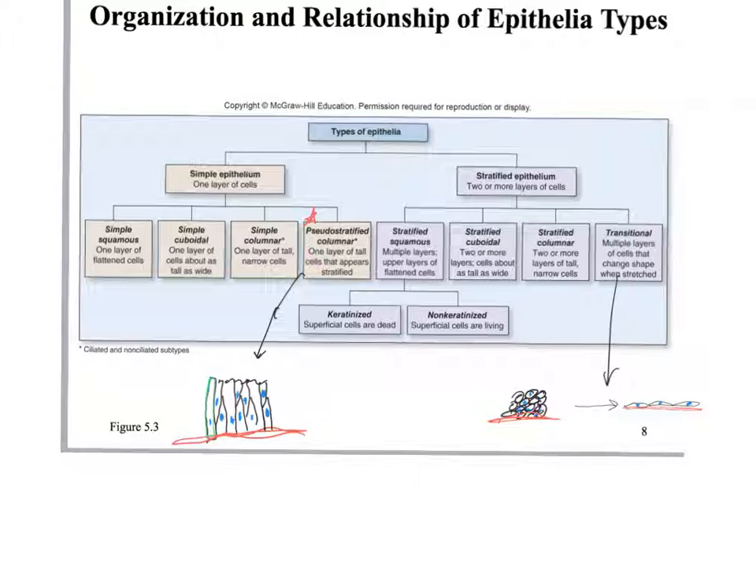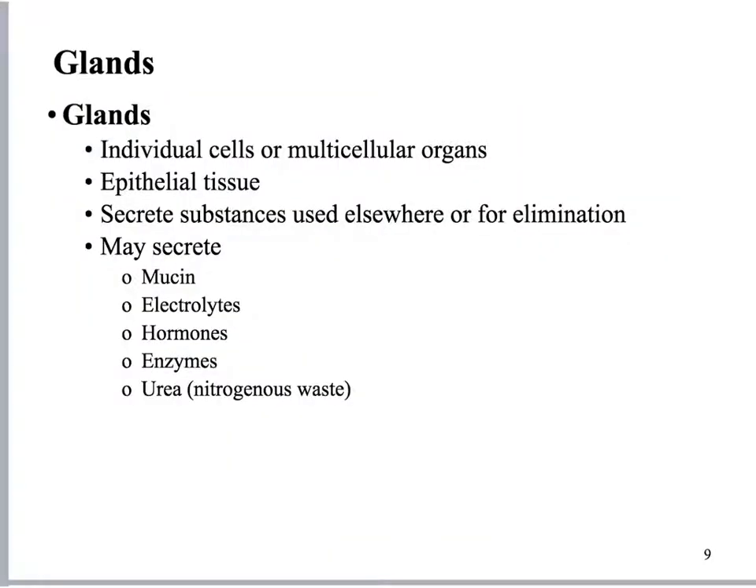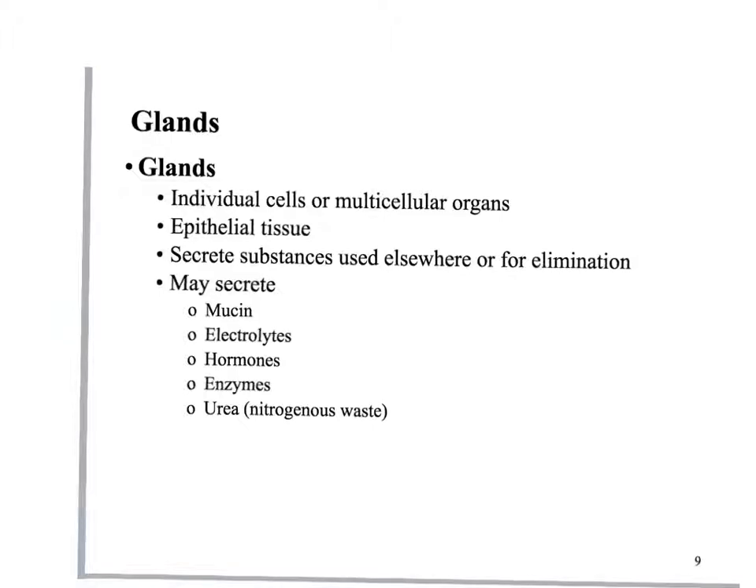Questions on epithelial tissue and their structures? All right, so we also said that epithelial tissues also produce and form glands. Okay? Glands can be individual cells or multicellular organs. They are mainly composed of epithelial tissue and some more specialized epithelial tissue from there. All right, they can be differentiated a little bit. Glands secrete substances that are used elsewhere or for elimination.